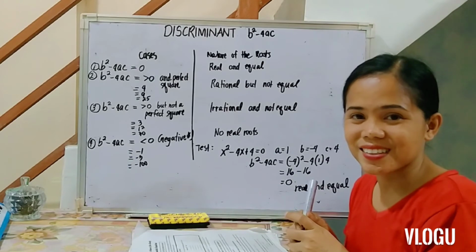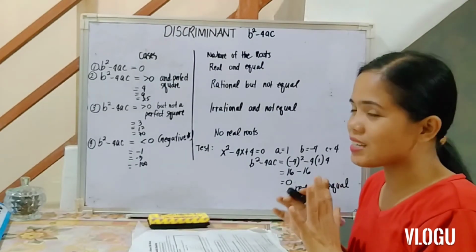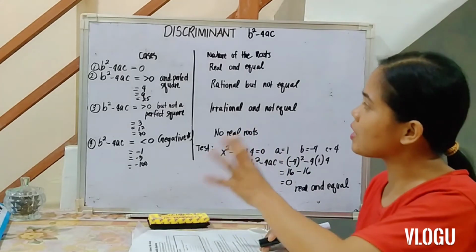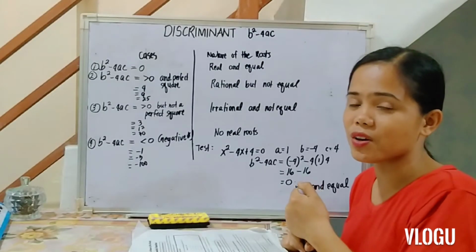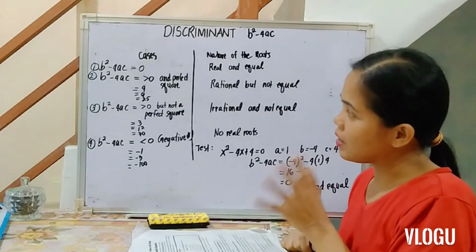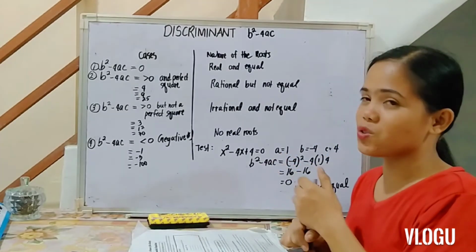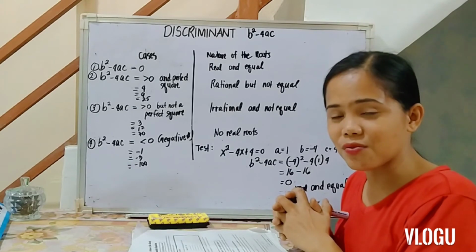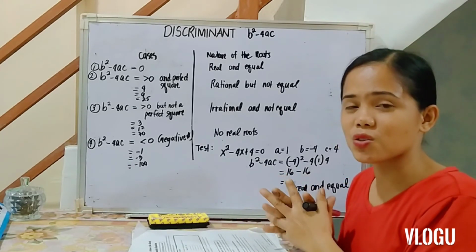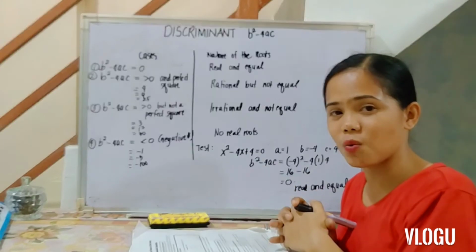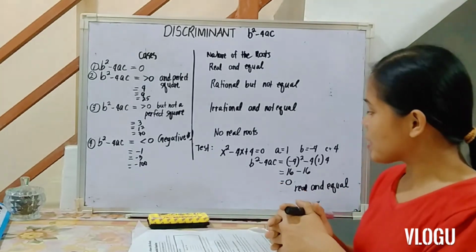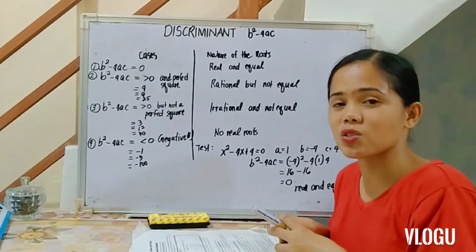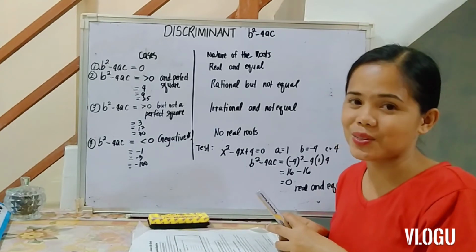So that's it. It's very easy again. All you have to do is familiarize yourself with the cases and the corresponding nature of the roots, and then you're done. You can now identify the possible nature of the roots of your quadratic equation simply by using the formula b squared minus 4ac, which is also known as the discriminant.